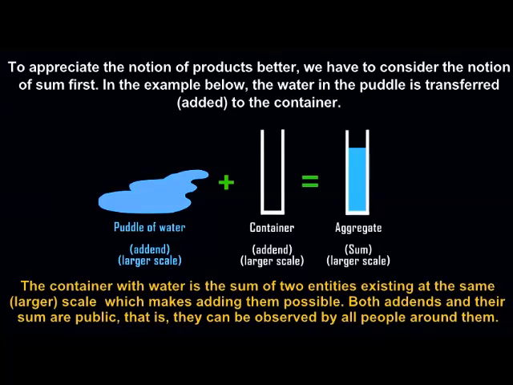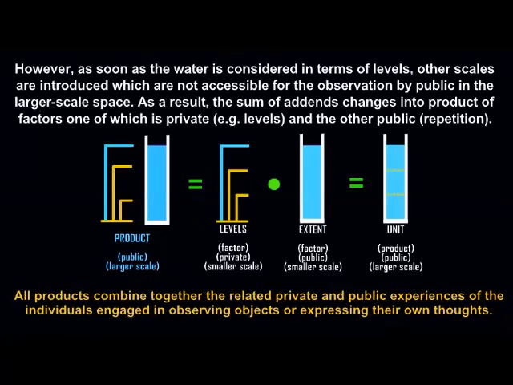To appreciate the notion of products better, we have to consider the notion of sum first. In the example below, the water in the puddle is transferred to the container. The container with water is the sum of two entities existing at the same, larger scale, which makes adding them possible. Both addends and their sum are public, that is, they can be observed by all people around them. However, as soon as the water is considered in terms of levels, other scales are introduced which are not accessible for the observation by the public in the larger scale space.